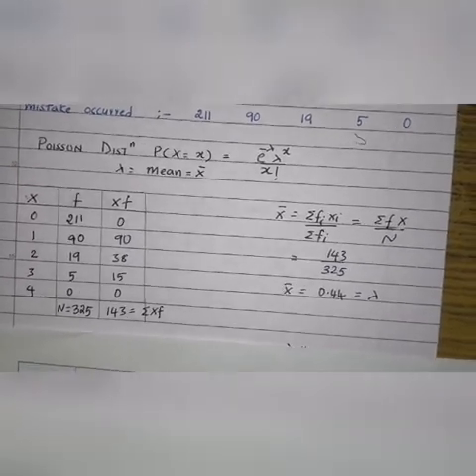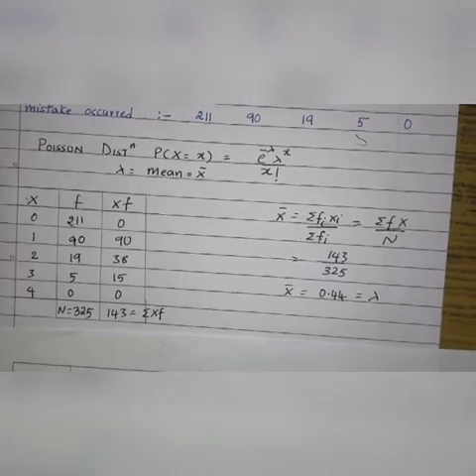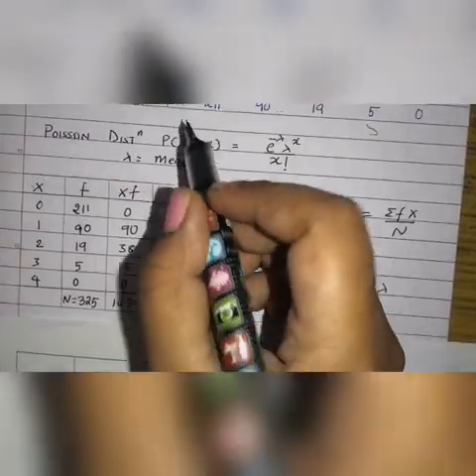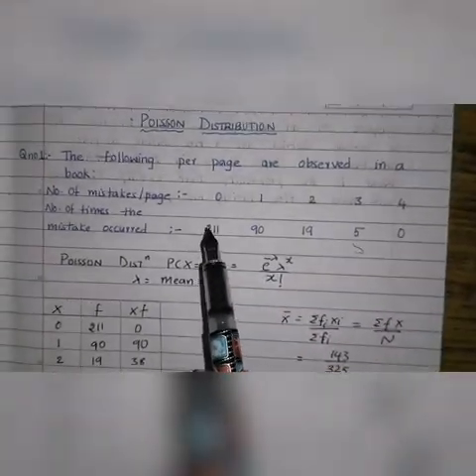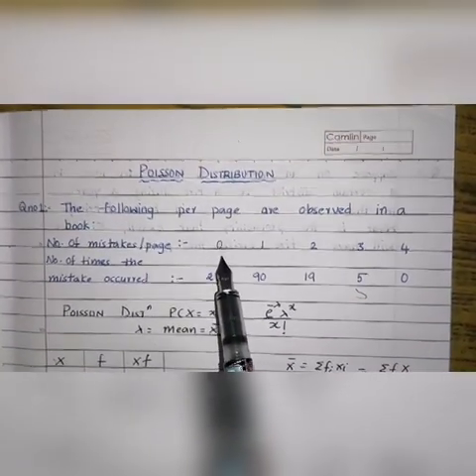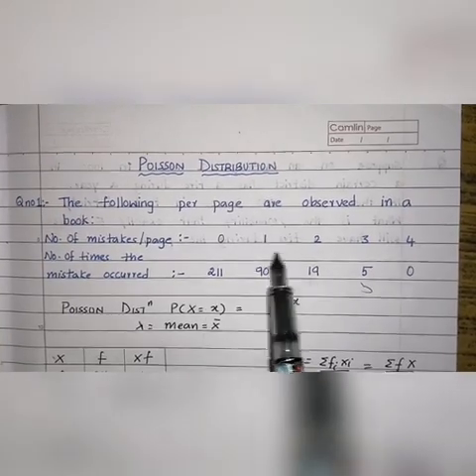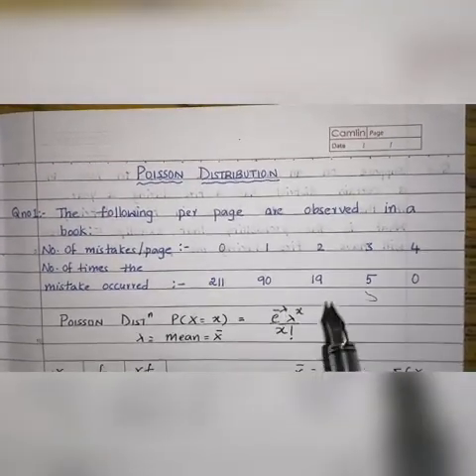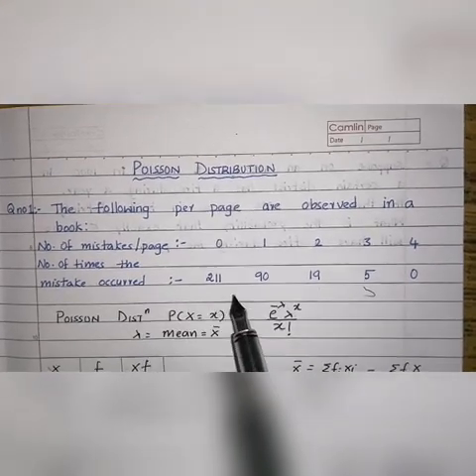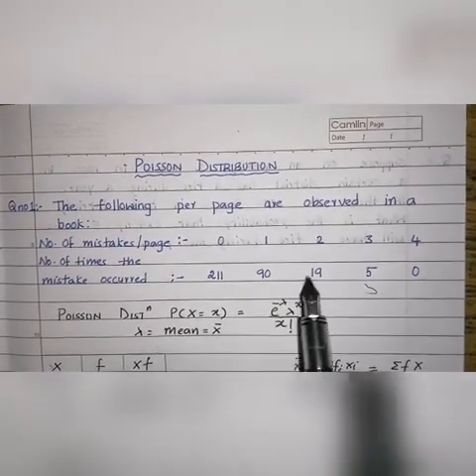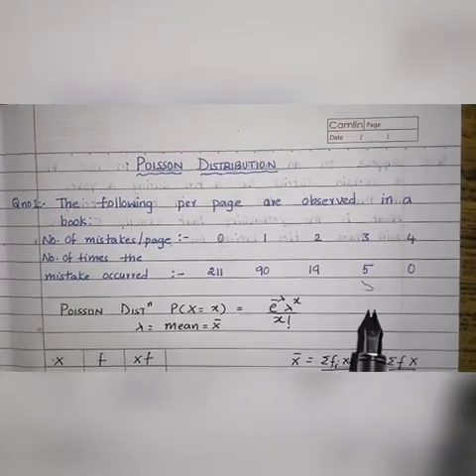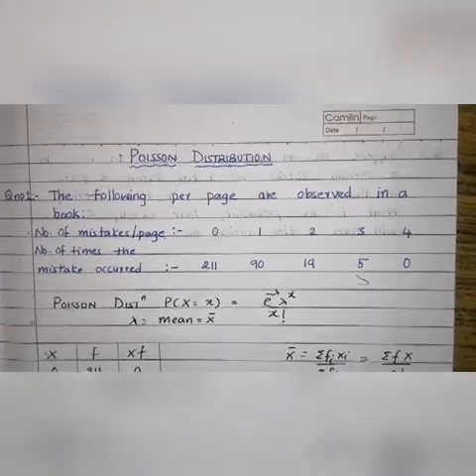So using these values we can calculate the probabilities for each of the values. We can tell what is the probability of a page having 0 mistakes or 1 mistake or 2 mistakes. We can calculate the probabilities like that. Or in this particular question we are supposed to fit this particular data into a Poisson distribution. So let us see how to fit it. So let us start the procedure.